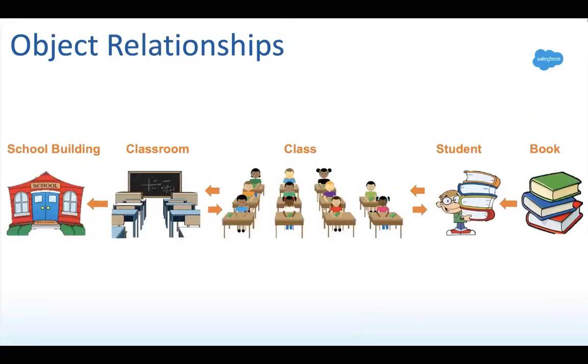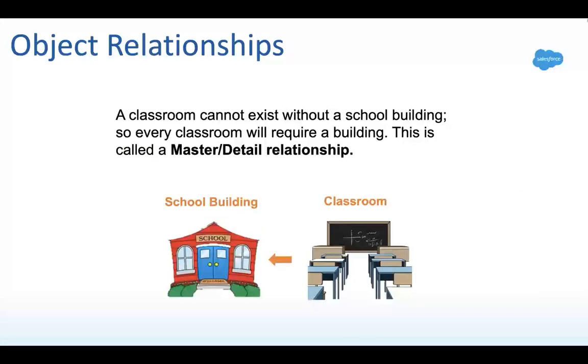Now let's talk about the relationships between the objects we just created, between the school building, the classroom, the class, the student, and the book. So first, let's talk about the relationship between a classroom and a school building. A classroom cannot exist without a building. So we need this to be a required field. So this would be a master detail relationship.